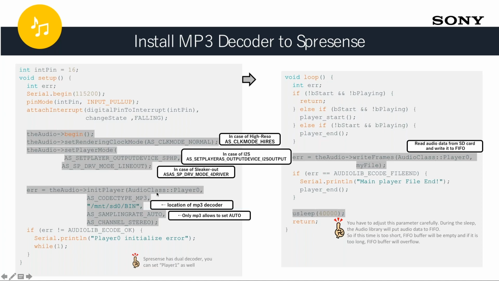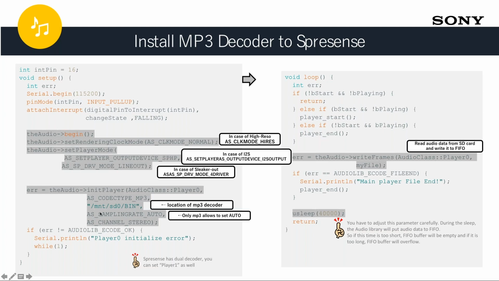Our Spresense has 2 players, player 0 and player 1, and you can pick any of those. And then also you can do mixed music, do dual player with player 0 and player 1. So you can choose both of them. In this example, we are using player 0. The type of the format is MP3, of course.